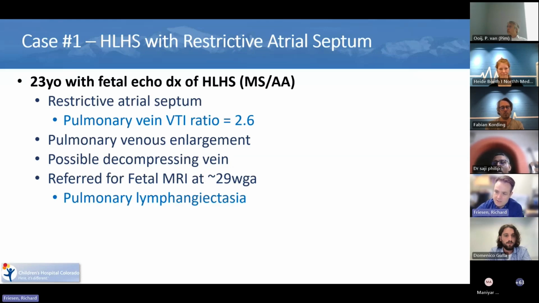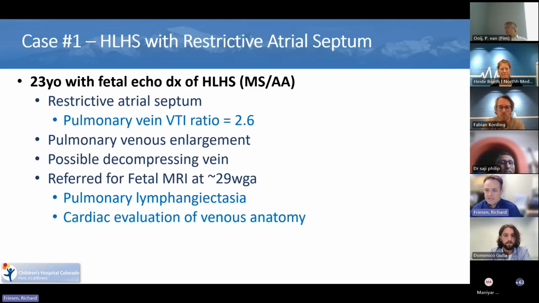One of the clinical indications for this, even without the cardiac sequences that we do: patients with concern for a restrictive atrial septum in utero are often referred for a fetal MRI to evaluate their lungs for pulmonary lymphangiectasia, which may have a prognosis for outcome if there's abnormal lymphatics and abnormal pulmonary development in the setting of a restrictive atrial septum and pulmonary venous congestion. But in this case, they also wanted a cardiac evaluation to see if we could better understand the venous anatomy associated with this case.